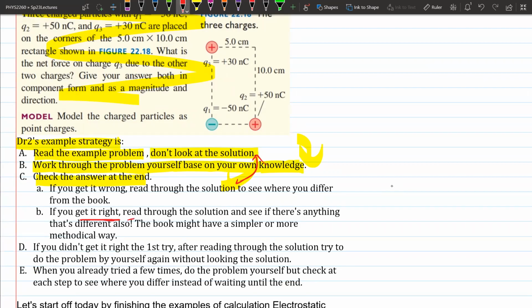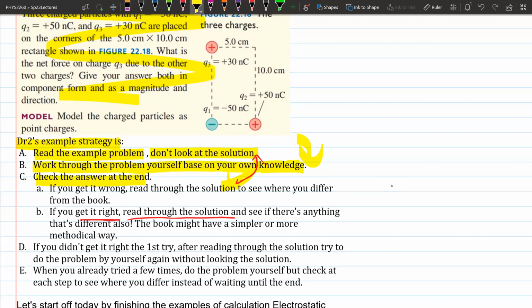Still read through the solution and see if there's any difference between the way you did it and the way the book did it, right? And there may be a shorter way. Sometimes, especially on an exam, we expect you to do the problem the shortest way possible. There may be a shorter way that you didn't realize. Oh, I did 10 pages of algebra that got the same answer, but then the book did it in like 3 lines of algebra somehow, right? So there are a lot of shortcuts you may not realize.